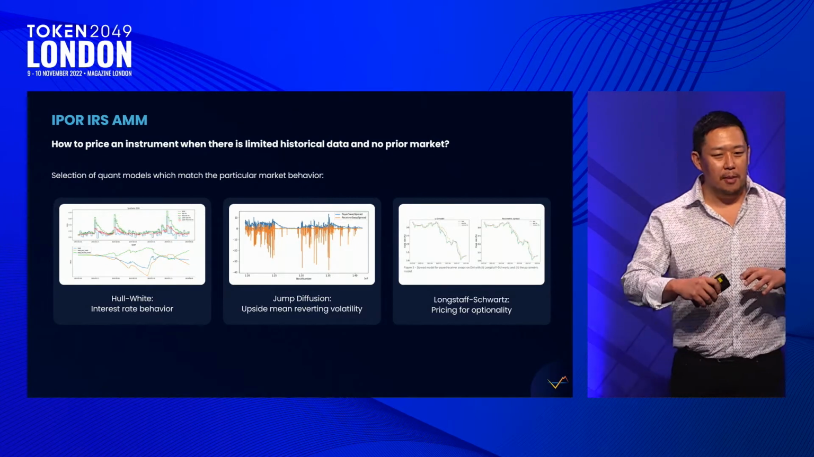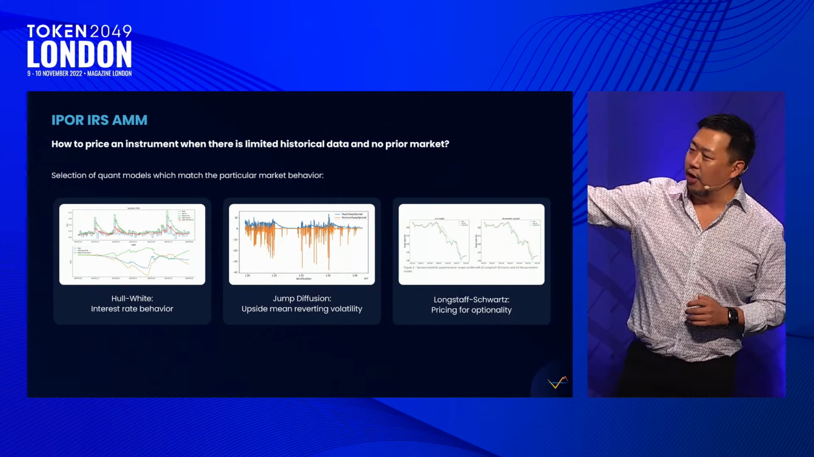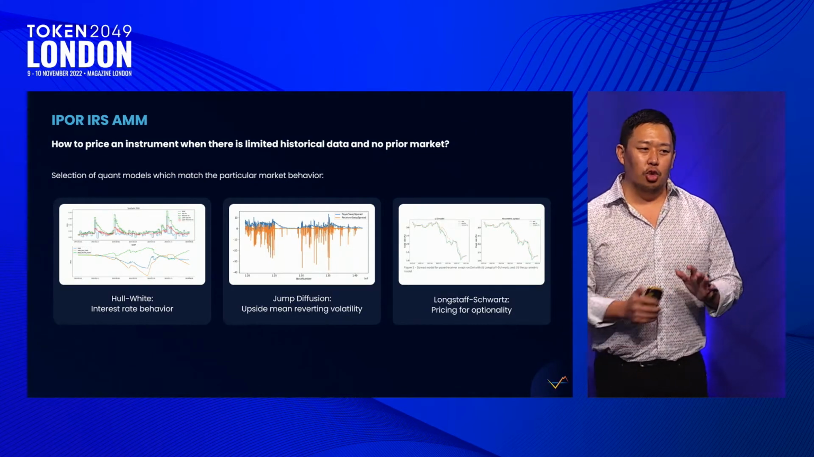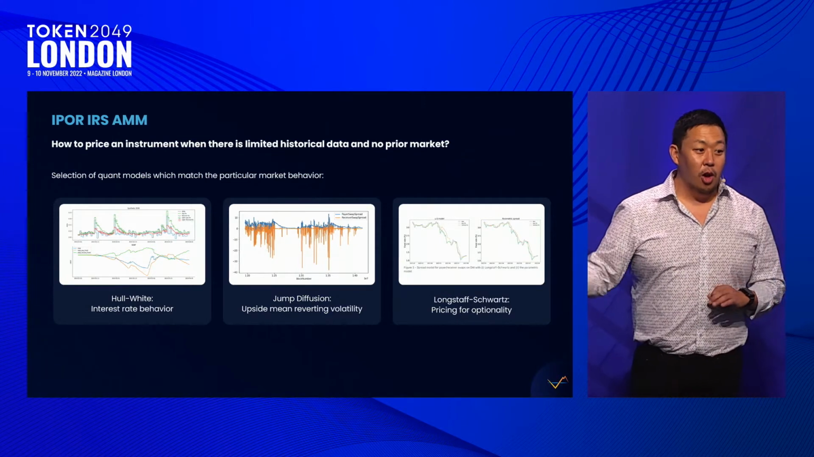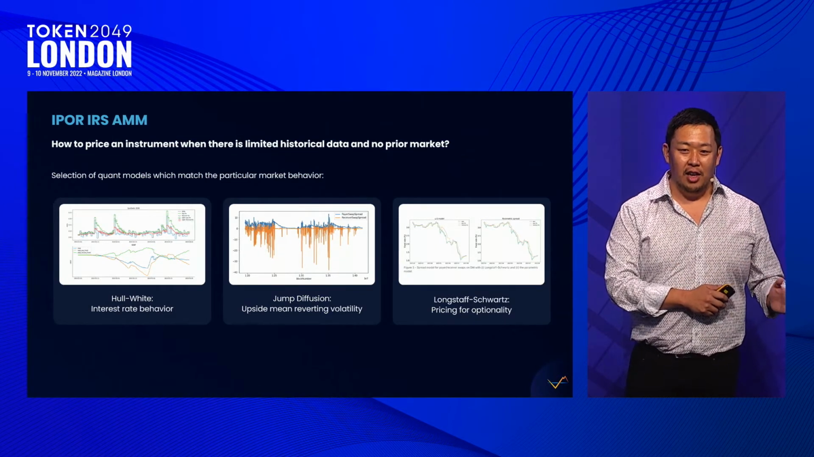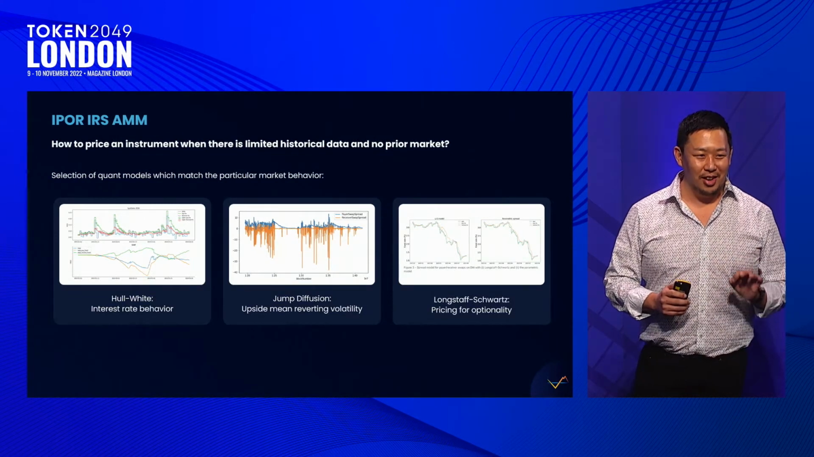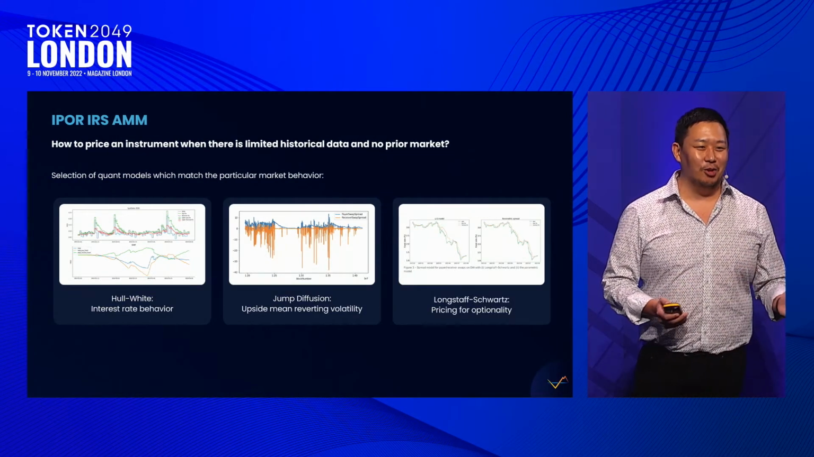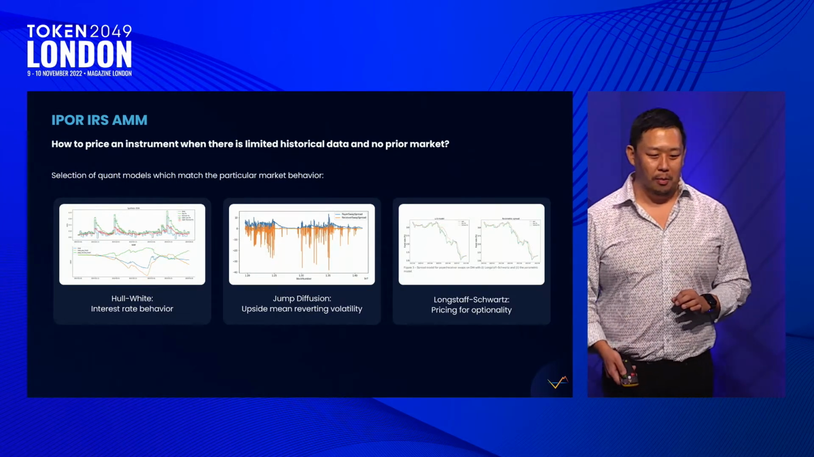Really, what's the beauty of designing this instrument on-chain is getting these very complex mechanisms into a good enough approximation to manage risk for the liquidity providers, while cheap enough to do it on-chain. And so taking an IPOR swap right now is not much more expensive than taking a Uniswap swap. And that's really the engineering beauty behind the IPOR protocol.